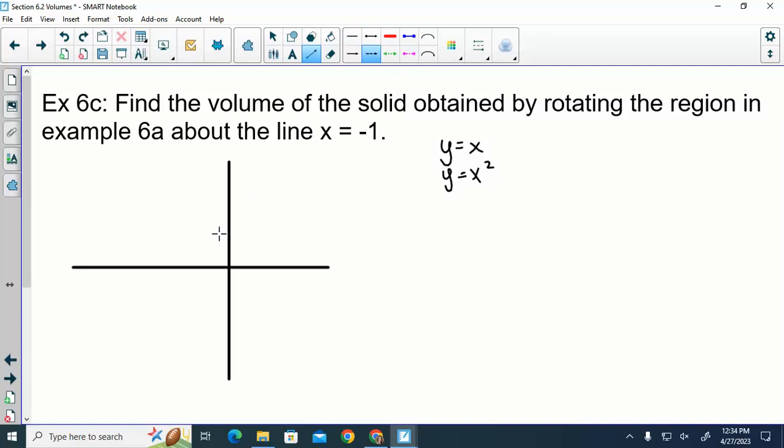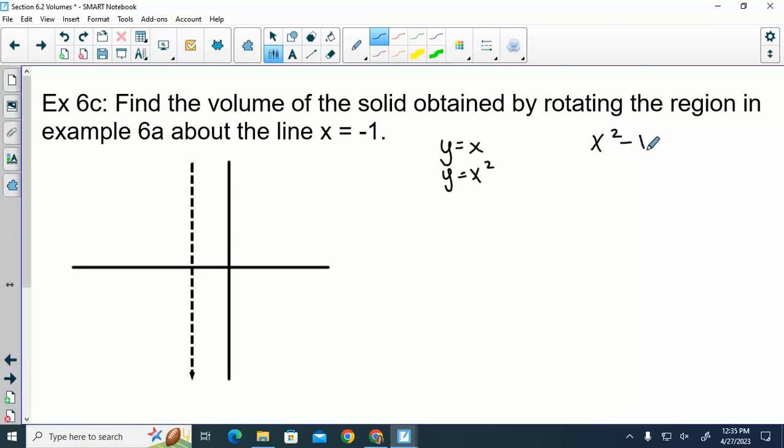So x equals -1. That's what we're going to rotate around. We've already talked about this intersection a few times. So we found y equals x and y equals x squared. Remember, we had to find when they were equal to one another. We got 0 and 1 for the intersection points back when we did it the first time.